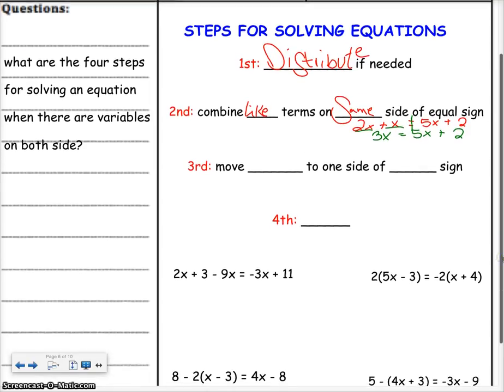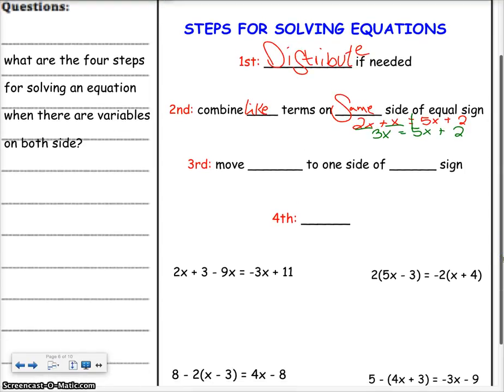The third thing that you're going to do, and it's part of combining like terms, you want to move your variable to one side of the equal sign. So you need to get them together because remember, the definition of solving is getting the variable by itself. So I need it together in order to get it alone. And then you'll solve. So distribute, like terms, move the variable, solve.